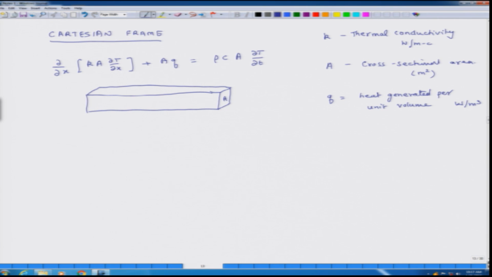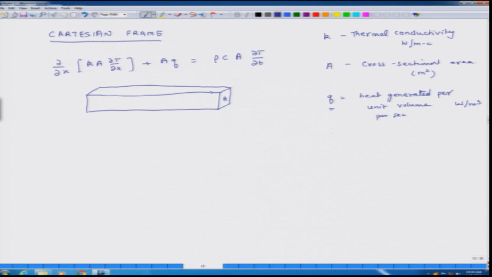So to give you an example, if you have a wire and it is carrying current, then the total heat which will be generated will be I square R, right. So this is actually heat generated per unit time, per second. Okay. So the total heat generated will be I square R, and suppose the length of the wire is 10 meters, then I can calculate the volume of that wire, and I can divide this total power by the volume of the wire, and that will give me Q.